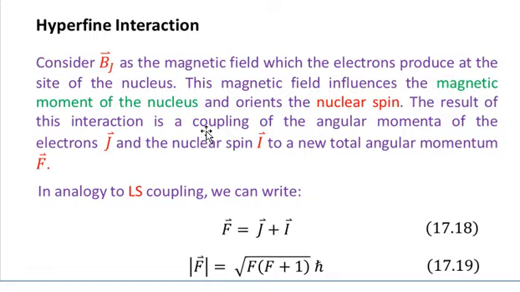The result of this interaction is a coupling of the angular momentum of the electrons J and the nuclear spin I to a new total angular momentum F. You see that I have already discussed the total angular momentum of the electron, represented by the symbol capital J, in many of the previous lectures. And in today's lecture, I am also talking about the nuclear spin capital I. So J and capital I interact together and they produce the total angular momentum capital F.